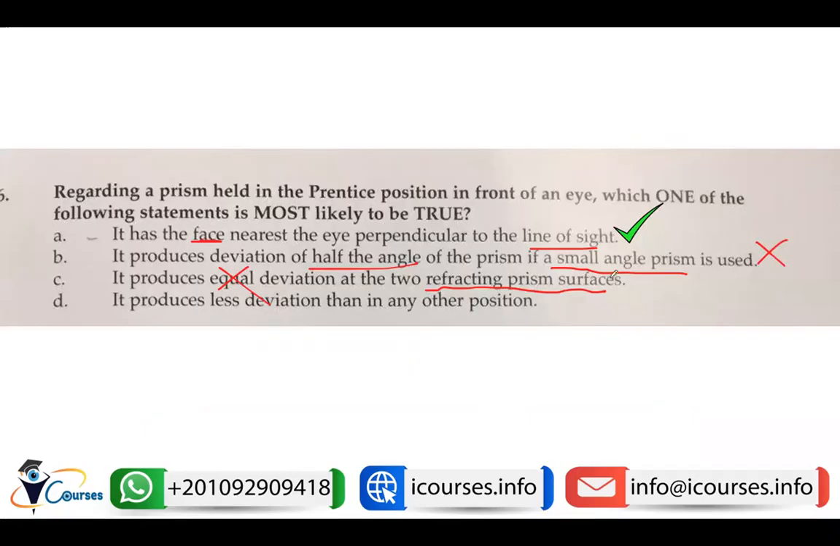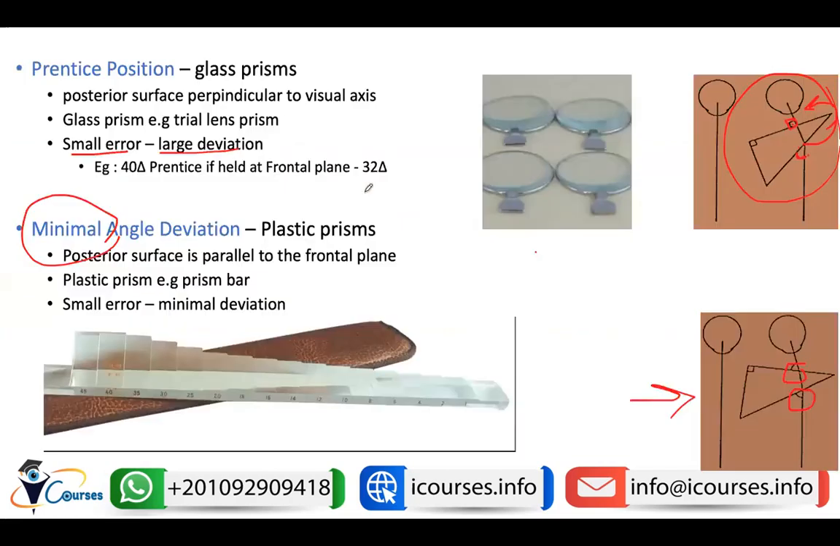And doesn't produce equal, we said that this is wrong. And the position of minimum angle of deviation will produce less deviation than that of Prentice position. So all these answers are present in the lectures. I hope that you study the lectures again.